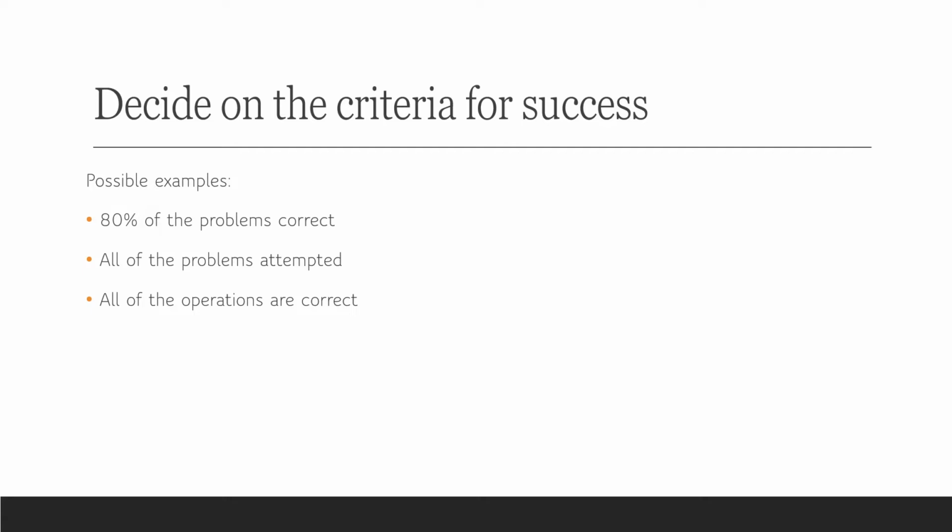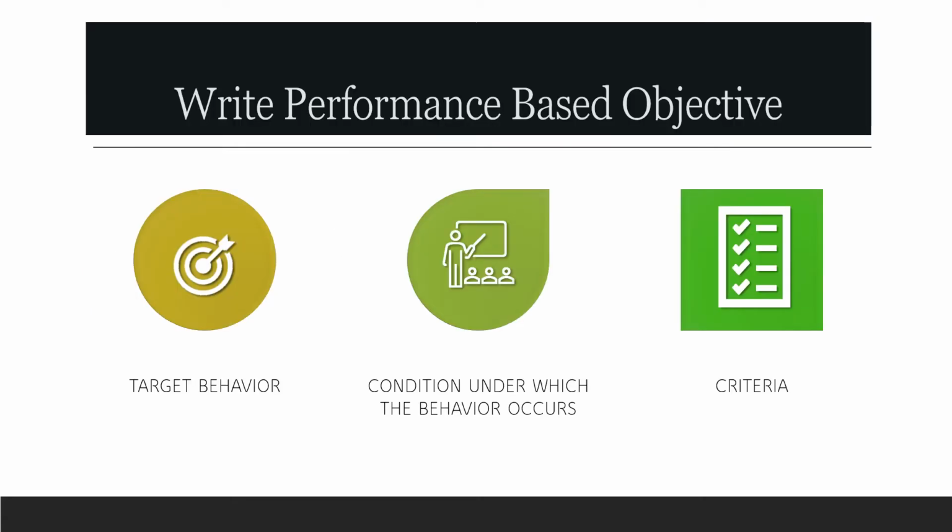So you might have only 80% of the problems correct in September and maybe 90% in January and 100% by March. Or you could have them be doing more problems, or you could have them do them with less help from you. So your standard might have with support from an adult, and then later we take away that support. So let's put these together. These are the three parts of your performance-based objective. You've got your target behavior, the condition under which it occurs, and the criteria for success.